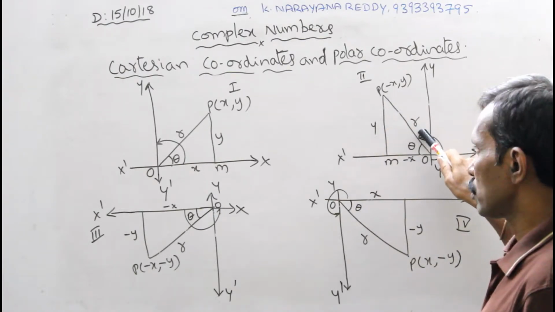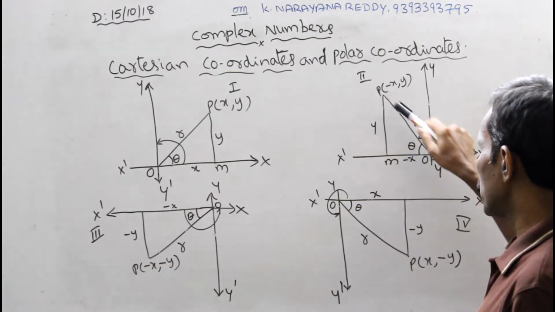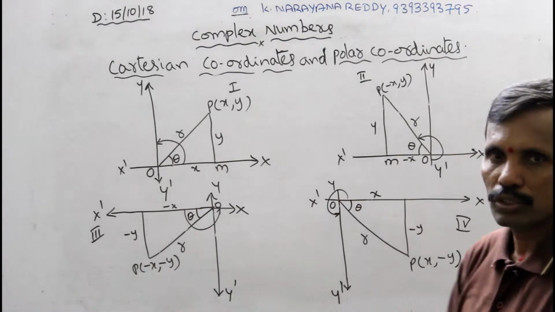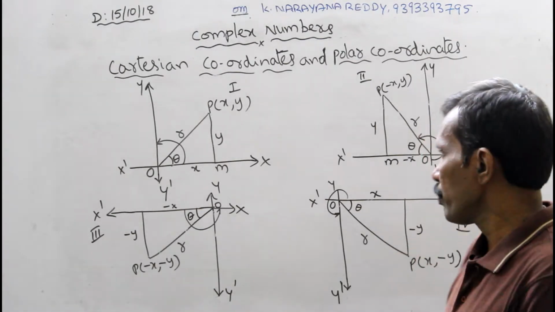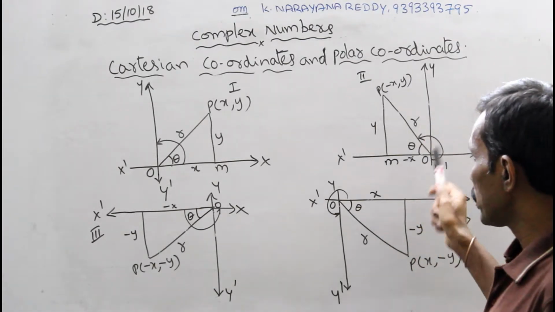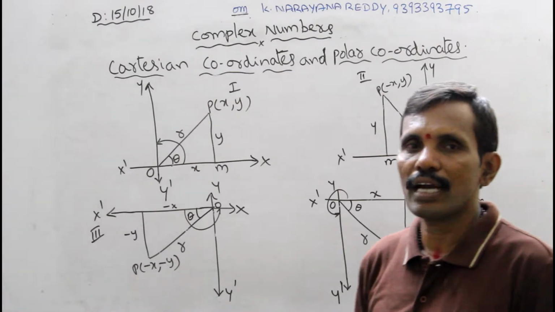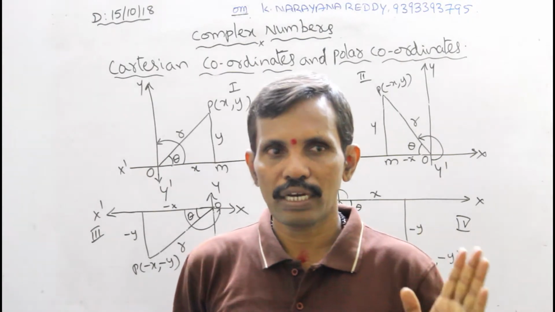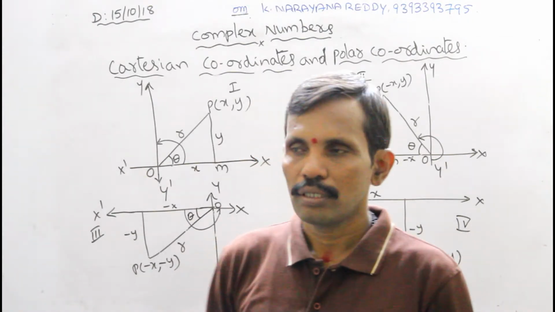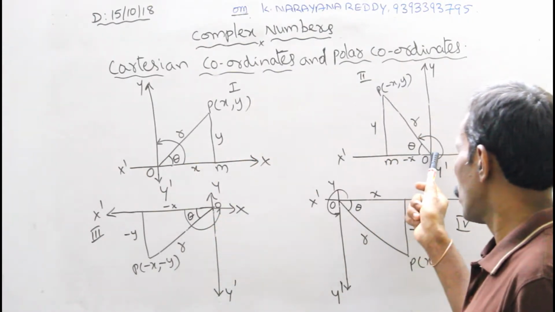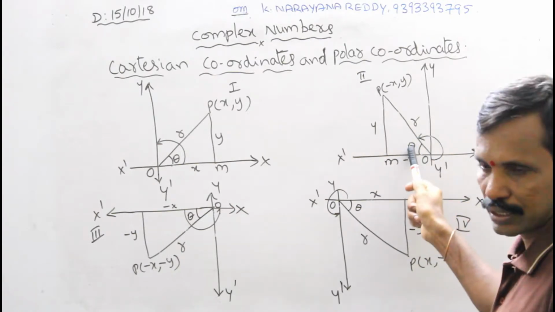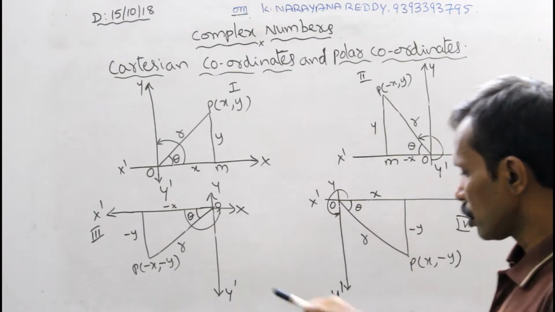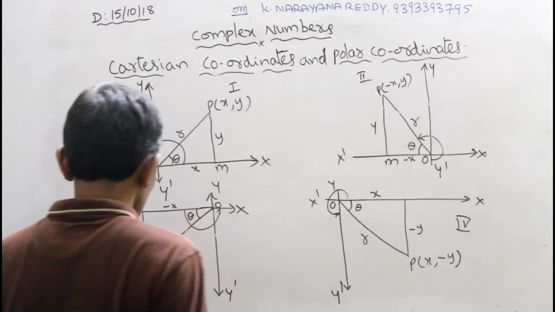This is r, the distance from point P to the origin. Origin is always 0, 0. And the angle is theta, but this angle is anti-clockwise. There are two versions: one is anti-clockwise, one is clockwise. This is anti-clockwise, in 360 degrees. Totally 360 degrees.